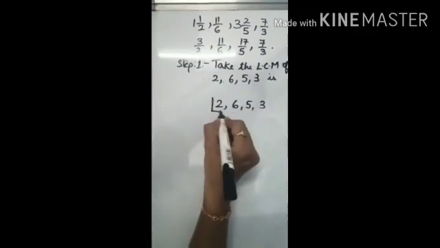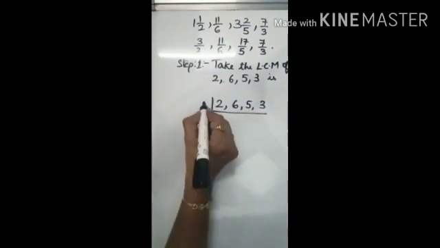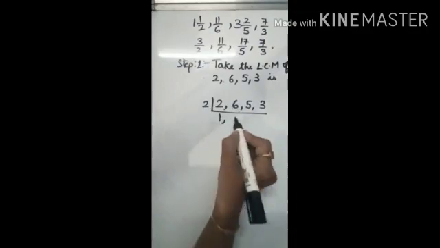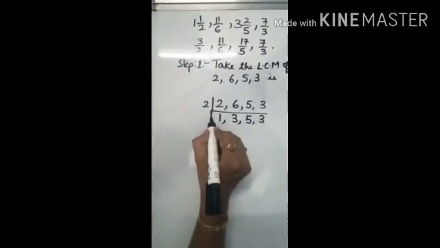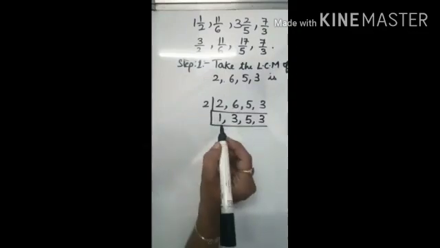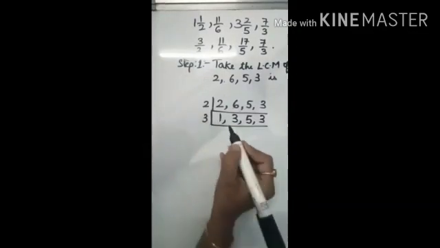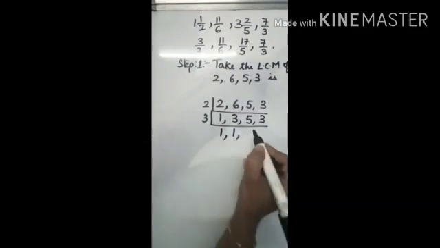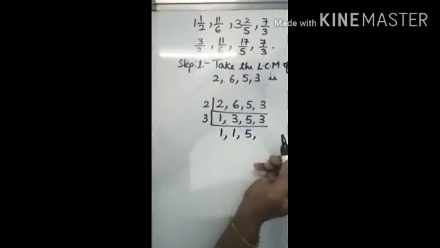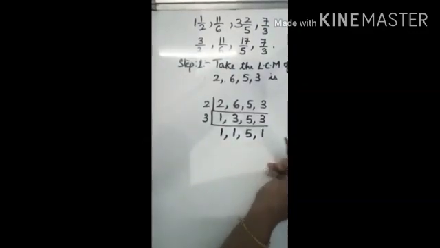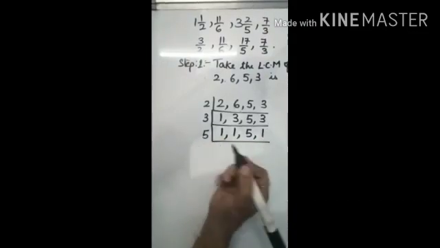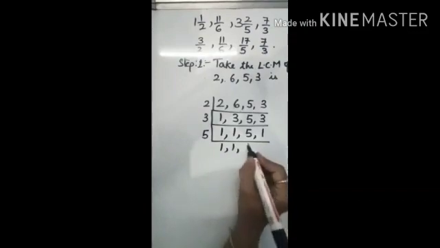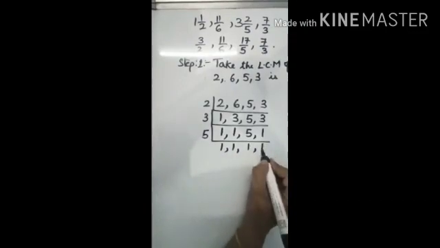By the prime factorization method. So I take 2 first. 2 ones are 2, 2 threes are 6, 5 as it is, 3 as it is, because 5 and 3 are not divisible by 2. Next I take 3. 1 as it is, 3 ones are 3, 5 as it is because 5 is not divisible by 3, and 1. 3 ones are 3. Next and the last, 5. 1 as it is, 1 as it is. 5 ones are 5 and 1.